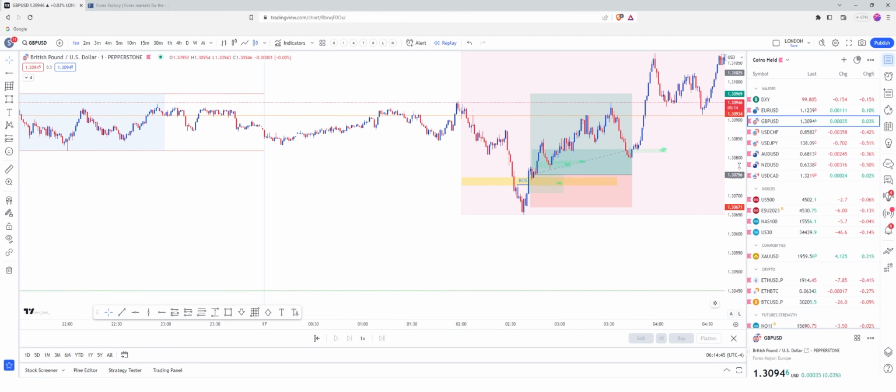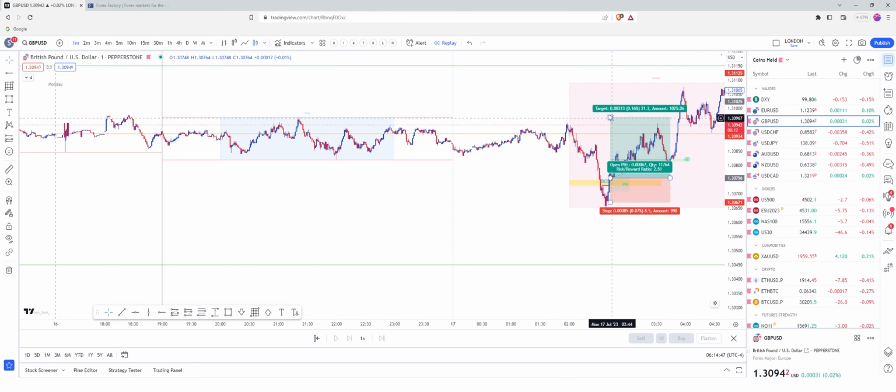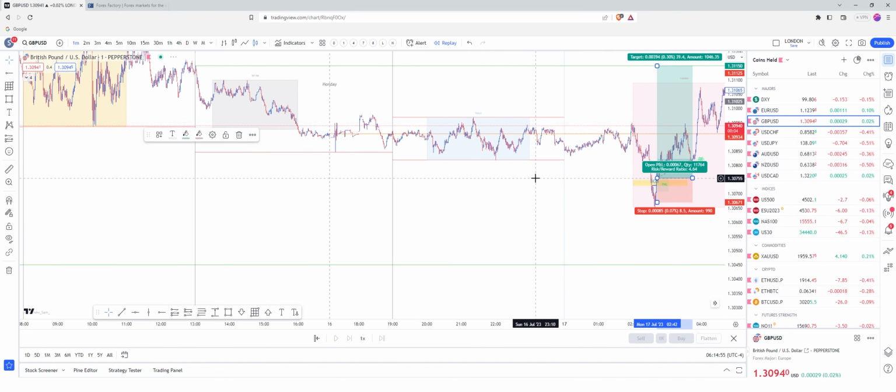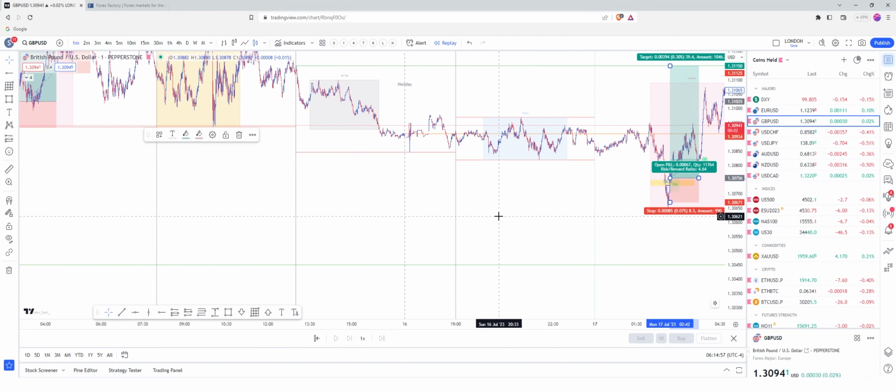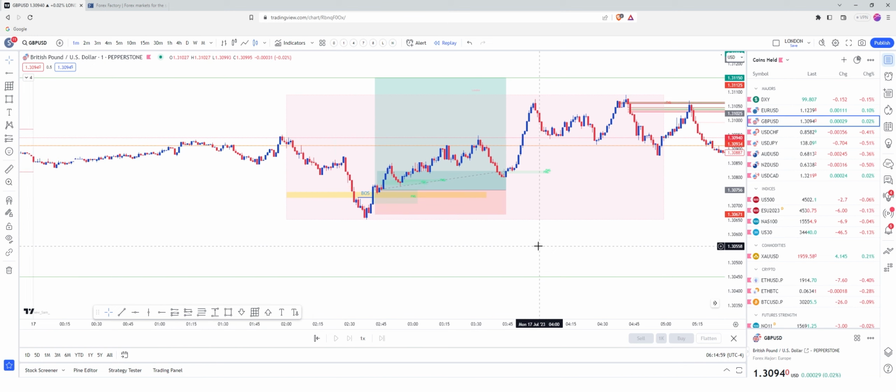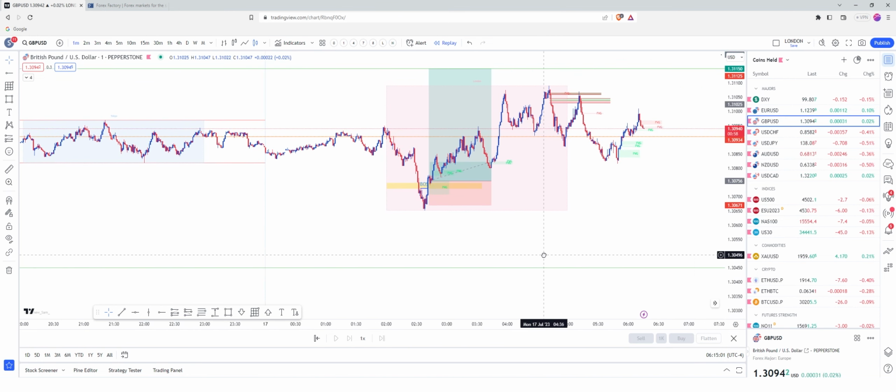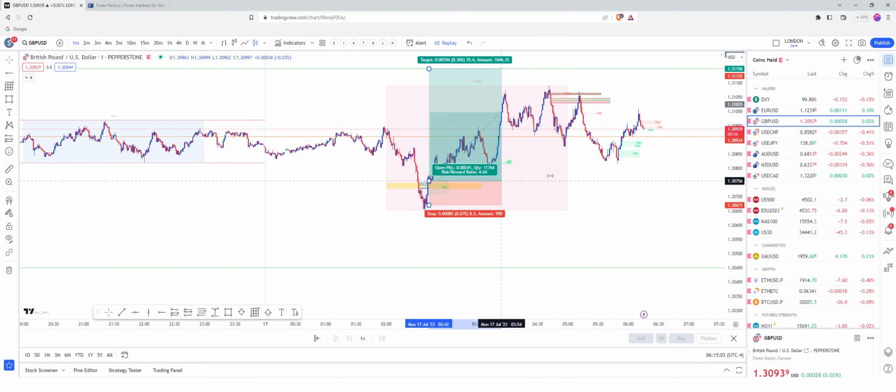So potentially on the pound, you could have been targeting the opposite side of the range, which would be the Asia high, or even looking for buy side to be taken later on in the day from the New York PM session. We can see price has pulled up quite nicely and is currently well in profit.